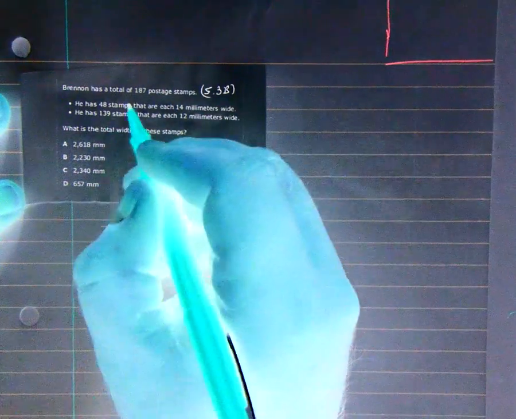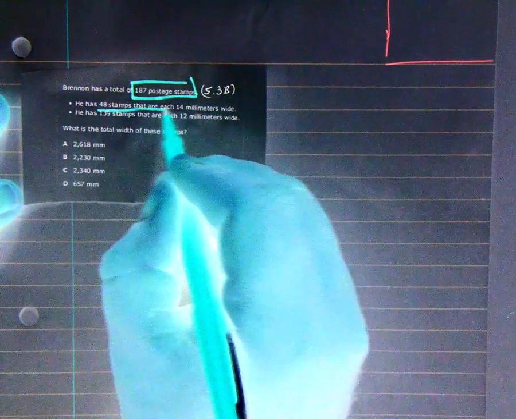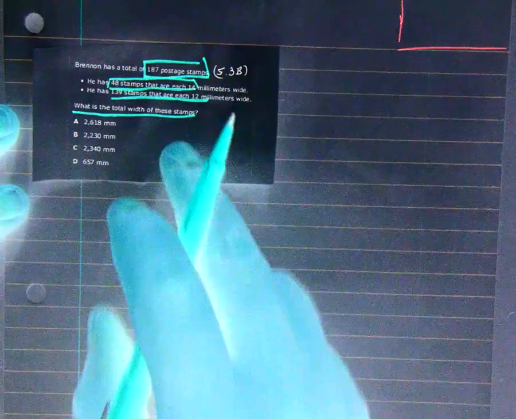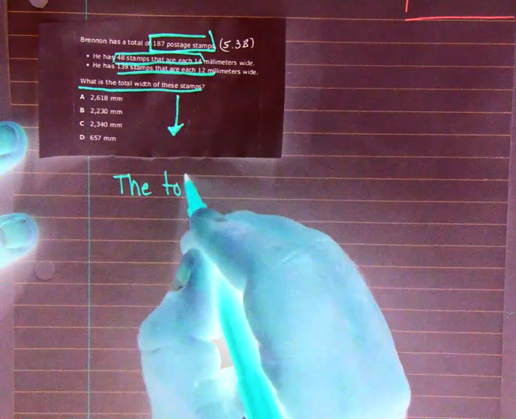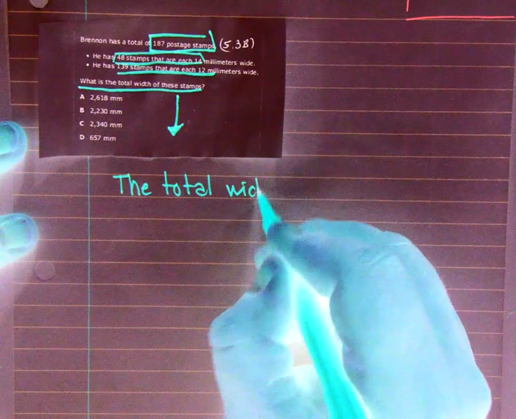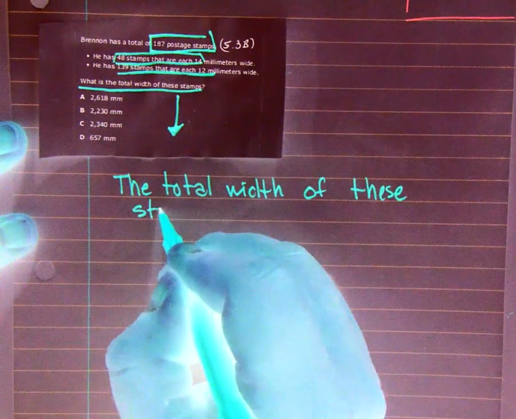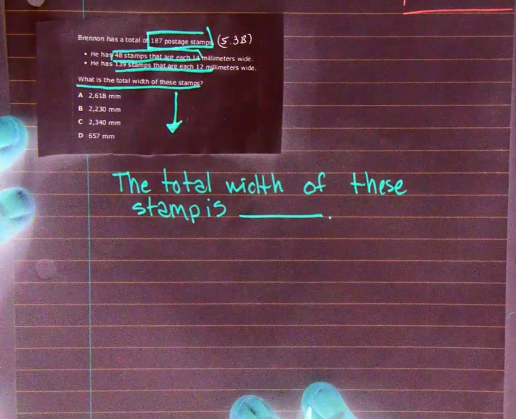Now what I expect on the word problem is that they box important facts, or underline if there's no room. Underline the question, and then immediately after they underline the question, convert it into an answer statement. So the question is, what is the total width of these stamps? The answer statement would be, the total width of these stamps is, and then whatever their answer. So that has to be present.